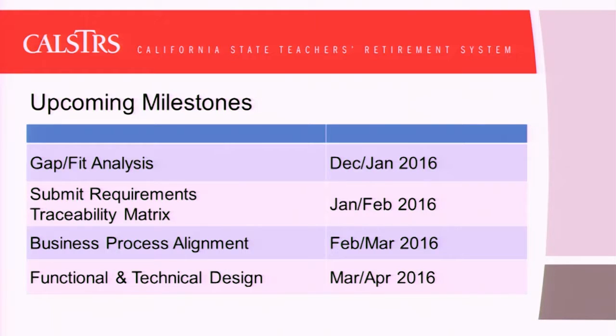So the key item, again, is the March-April timeframe. Our functional and technical design docs will be our blueprint for going forward for the various functional rollouts and what the new system is going to look like. So I think that's all I had, barring questions.